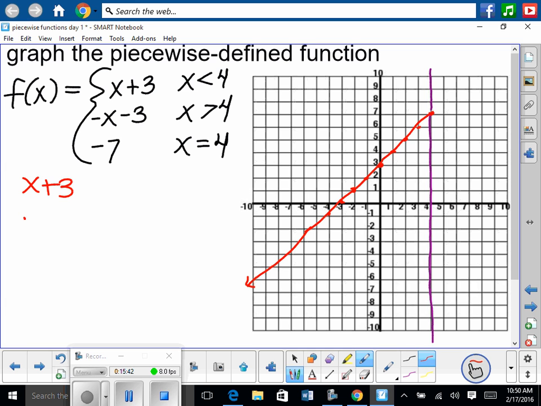So then we have this one. We're graphing negative x minus 3. Careful with this. So we're going down 3. Then we have a negative 1 slope. So you go down 1 to the right one, down 1 to the right one, down 1 to the right one. Up 1, over 1, up 1, over 1.